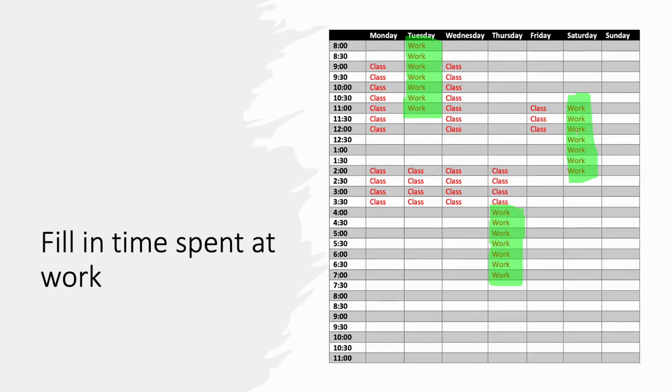Next, I add the time that I spend at work. This is another inflexible scheduled time in my week. So I schedule work first because that's something that I'm not going to be able to pick and choose what I'm going to be doing. It's already scheduled for me, so I go ahead and put that down next.